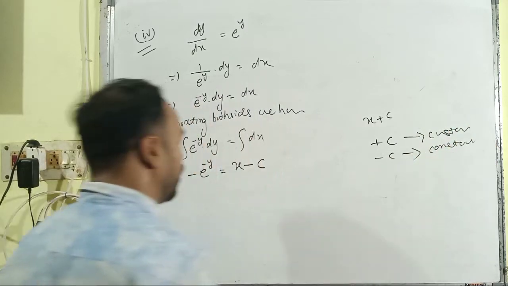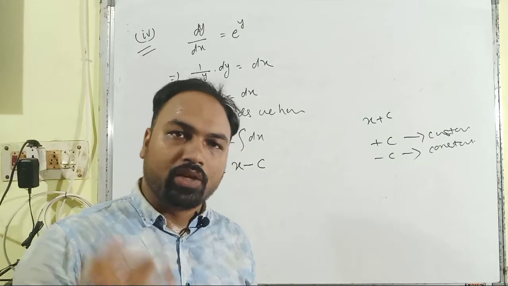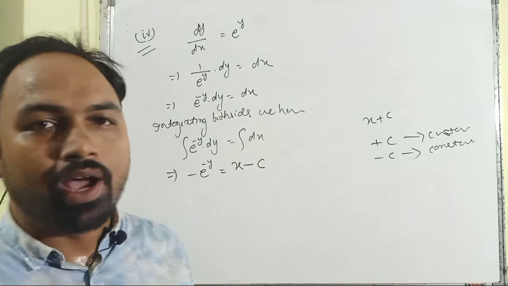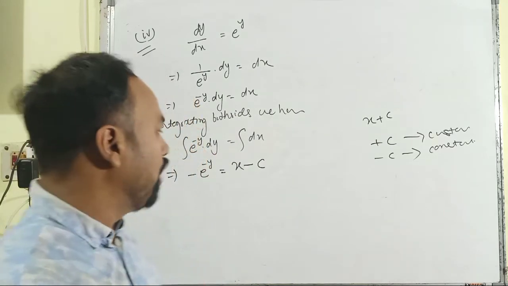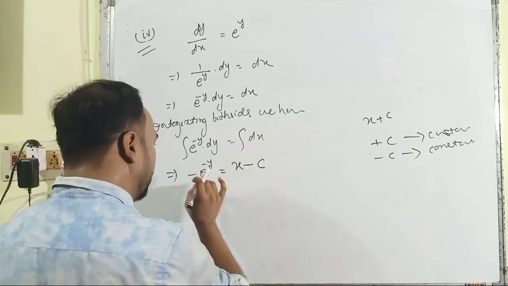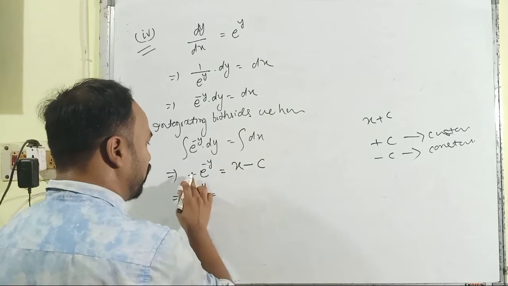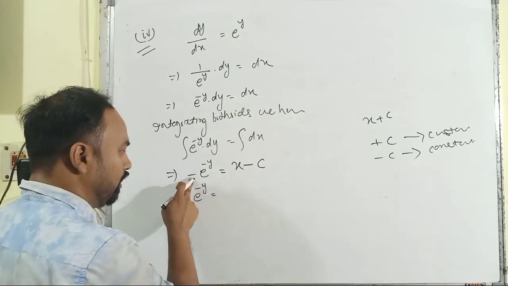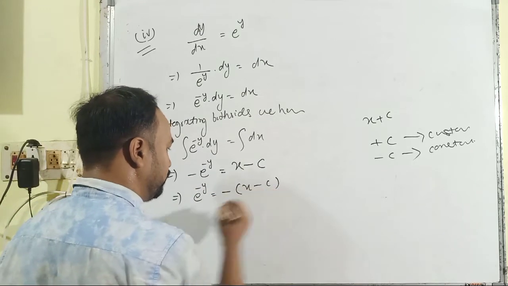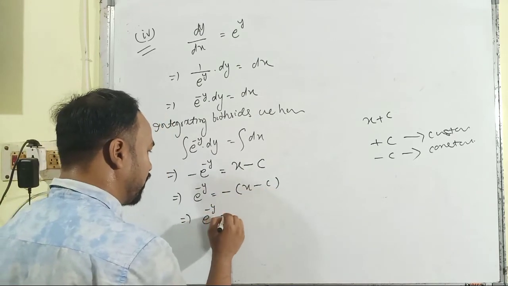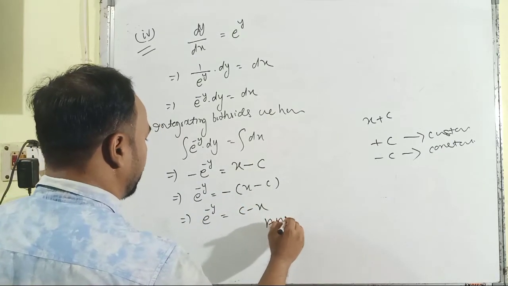I have already told you that you can take c1 by 2, c square, plus c, minus c, anything to match our answer with your book. So I have to take here minus c. Then the answer will be e to the power minus y is equal to, multiplying a minus sign in the left hand side and also in the right hand side, e to the power minus y is equal to c minus x, and this will be your answer in your exercise book.